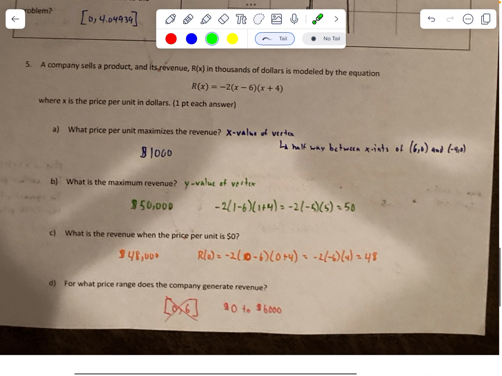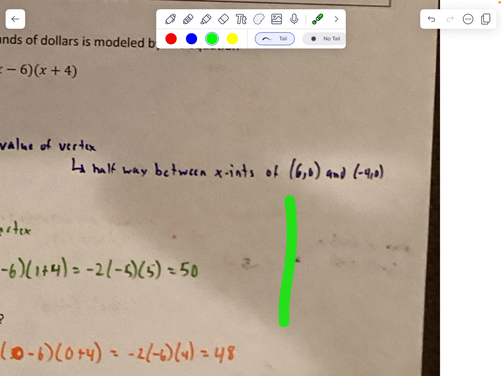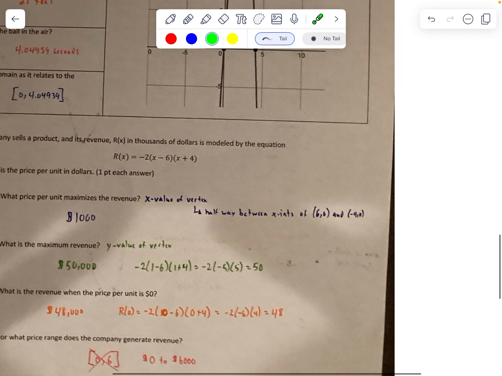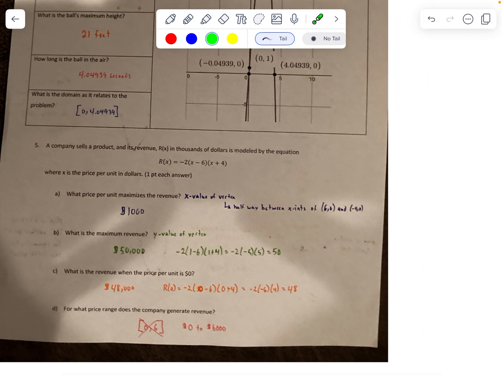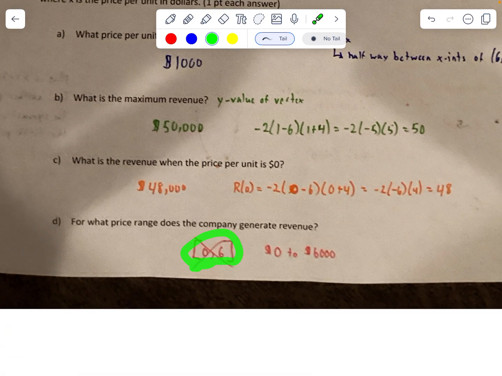And then D, for what price range does the company generate revenue? That is just the x-intercepts, because this graph's going to look something like this until it gets out to 6 right here. So it generates revenue from 0 to 6. You can't count the negative ones because nobody's going to charge a negative amount for their product. So you could say 0 to 6. I had that at first, and then I crossed it out and said $0 to $6,000. But if you read it like this, it shows understanding.